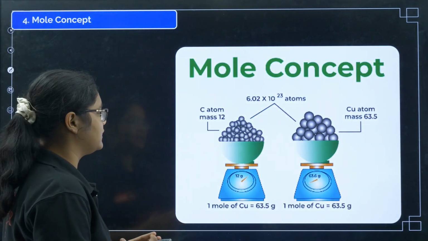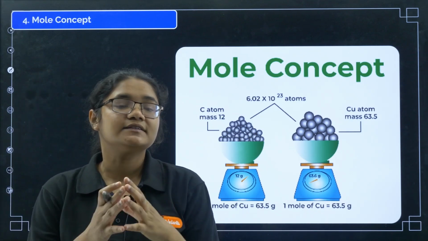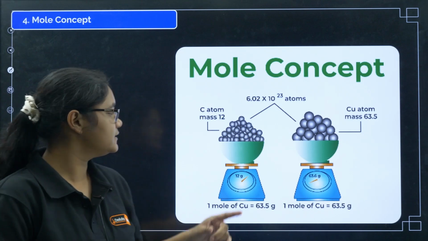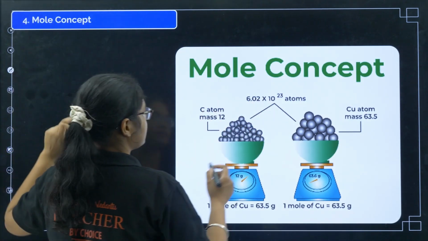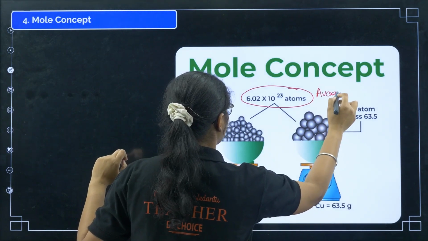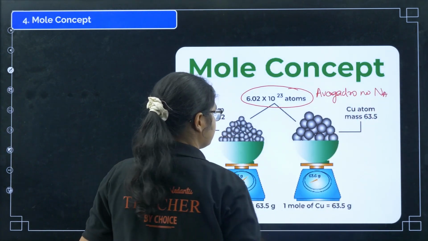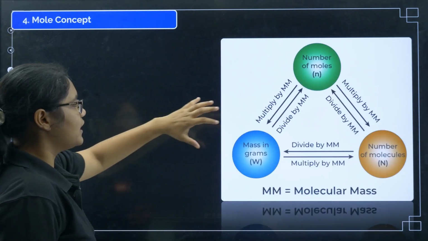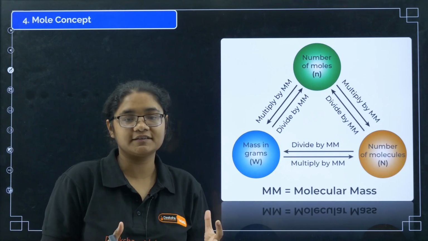You should understand here that 1 mole of anything, 1 mole of a substance, means 6.02 into 10 to the power of 23 particles, and this 6.02 into 10 to the power of 23 particles is called the Avogadro number, denoted by Na.